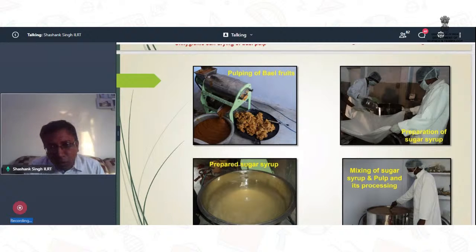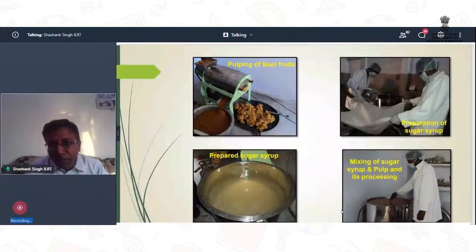It was around 2010 they started, and till 2014 they supported the project. But if you go to Shivpuri, this is still going on, and they are still producing these bale products there. Next slide, please.